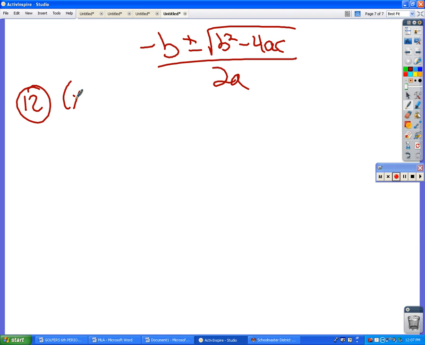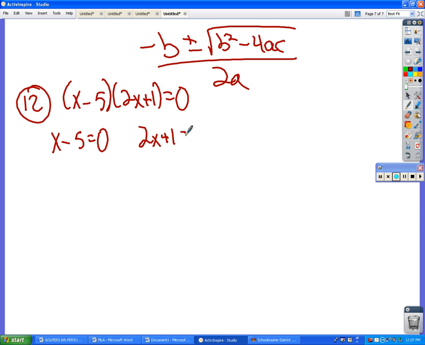Okay, 12 should not be too bad because it's already factored for you, right? If those two things multiply together to be 0, what has to be true about one of them? Either x minus 5 has to equal 0 or 2x plus 1 has to equal 0. That's the only way two things can multiply together to be 0, if one of them is 0.